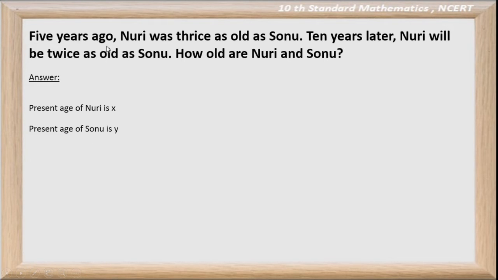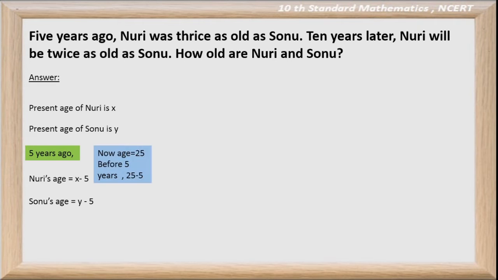5 years ago, that means before 5 years, Nuri was thrice as old as Sonu. Before 5 years, what is Nuri's age? Present is X. Before 5 years, X minus 5. And before 5 years, Sonu's age is Y minus 5. See the example.